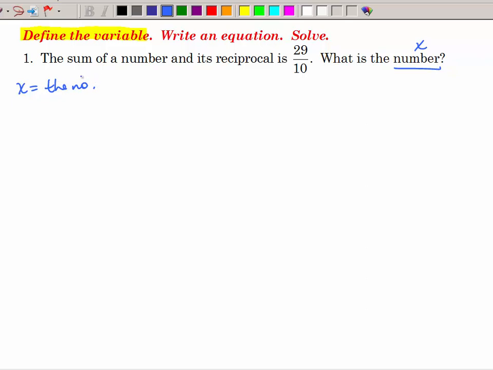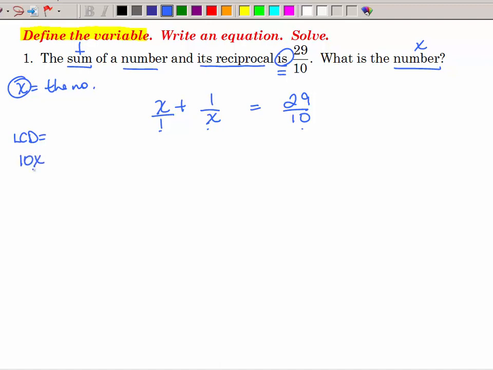Now, what do I need to do with that? The sum means to add the number, so I have x plus its reciprocal. It is x, so its reciprocal is 1 over x. And is means equals 29/10. So you can see this is a rational equation because we have these fractional expressions. I'm going to put that over 1. So we need to find the LCD, which is 1 of every kind of factor in the denominator, which is 10x. And so I'm going to multiply every term by 10x over 1 to get rid of those fractions.